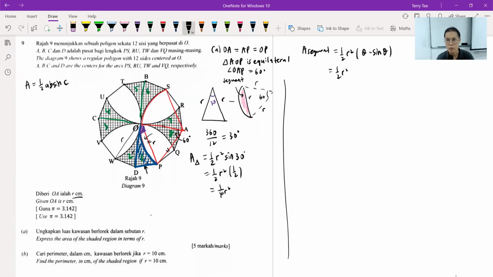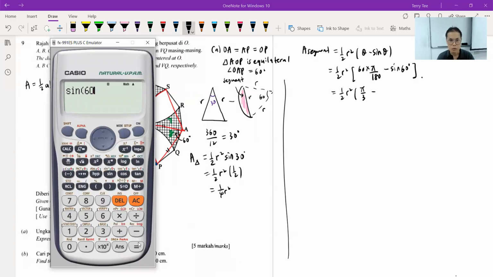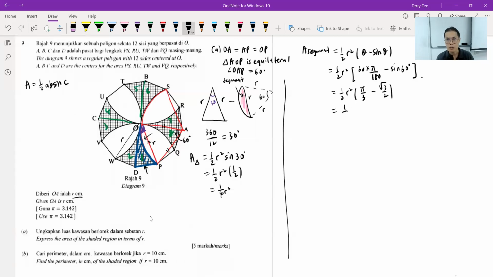My R is still unknown. My theta for this segment is 60 degrees, but you have to convert to radians, so times pi over 180. Now this is sine 60. Half R squared, I know this is pi over 3, since 60 divided by 180 is pi over 3. Sine 60, you can use your calculator, is root 3 over 2. When you multiply inside, this is 1/6 pi R squared minus root 3 over 4 R squared.